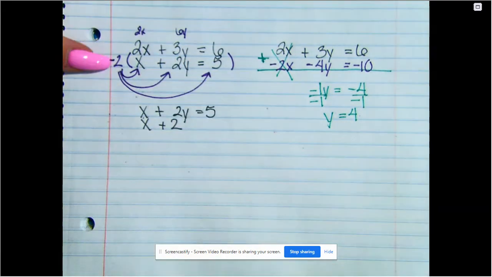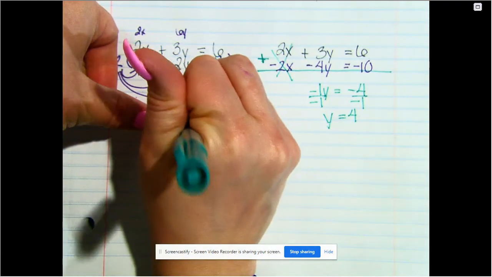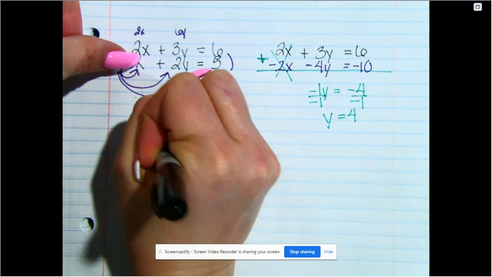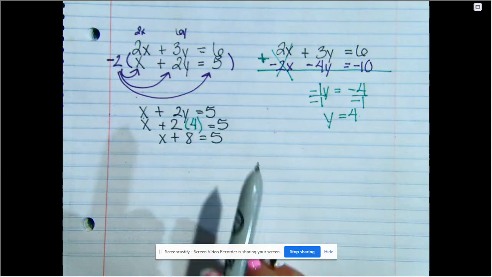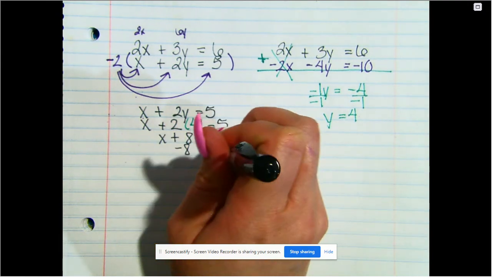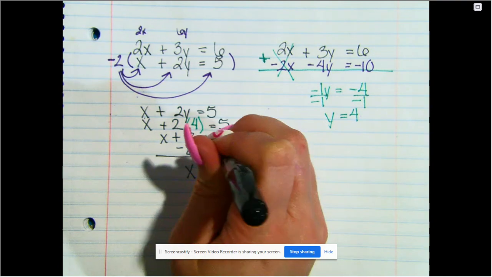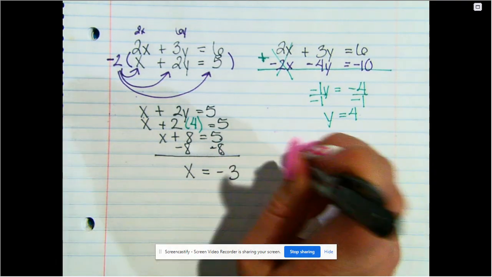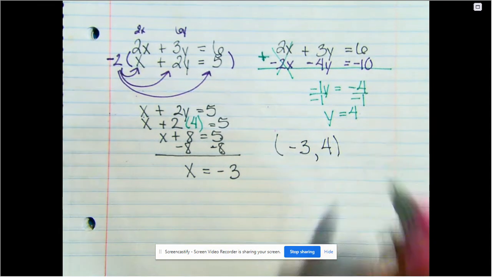I don't know the x value. I am going to replace this y value with what it is, which is 4. And that is set to equal 5. So x plus 8 is equal to 5, because 2 times 4 is 8. I'm going to subtract 8 on each side. X is equal to 5 minus 8 is negative 3. So my solution is negative 3, 4.